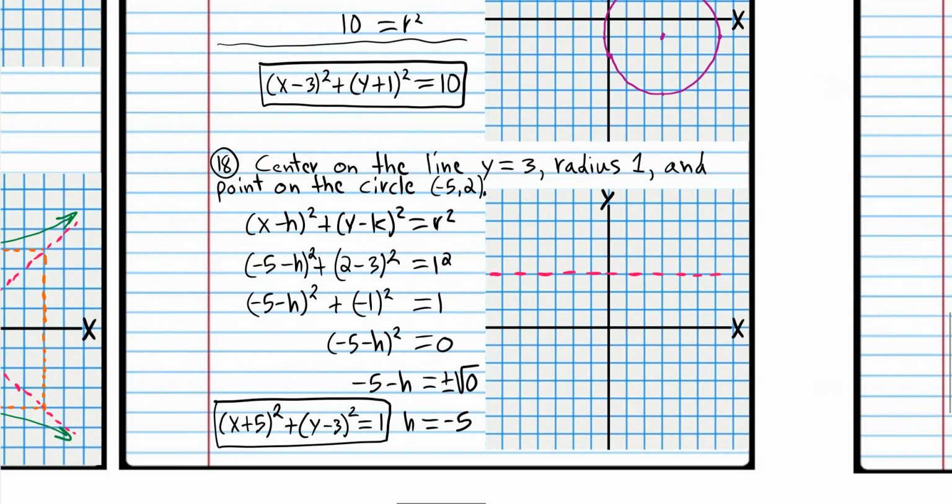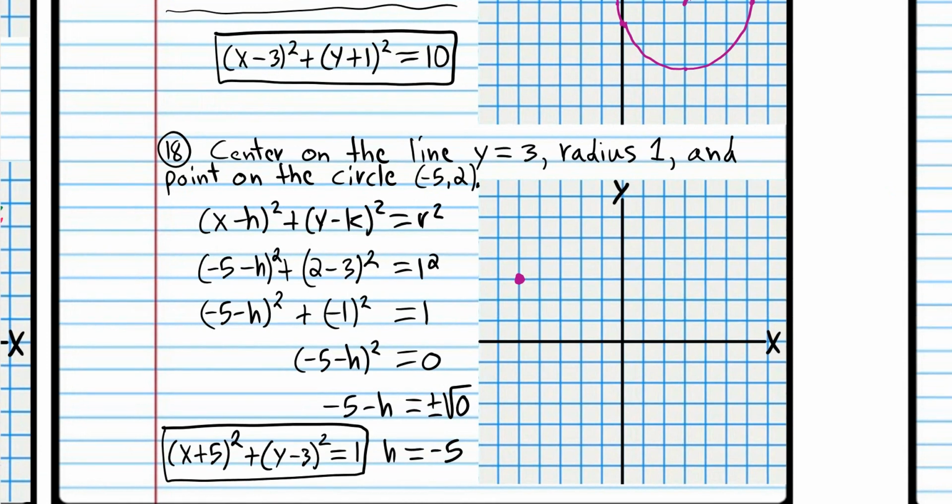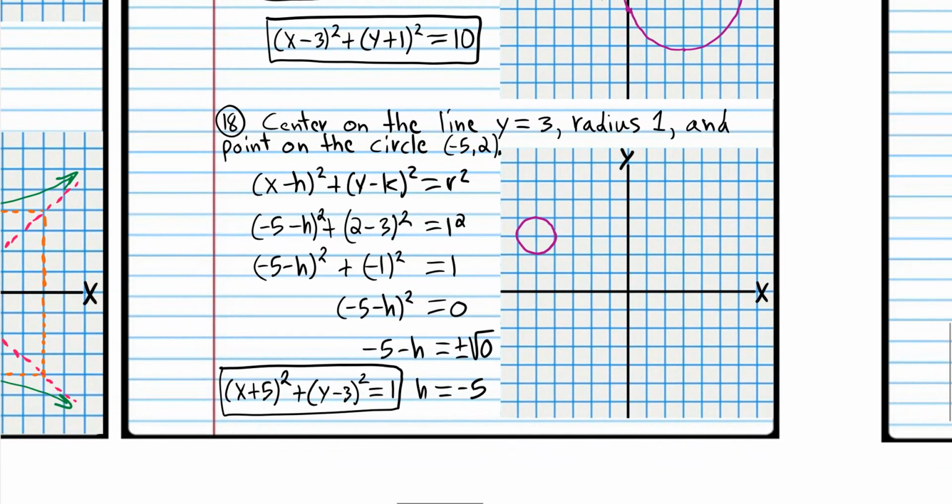So now we can graph the circle. So the center is negative 5, 3. 1, 2, 3, 4, 5, 1, 2, 3. Notice that point is on that line like we said it would be, because the problem told us it's on that line. And the radius is 1. So we're going to count out 1 in each direction. And there you go. So there's the graph of the circle.